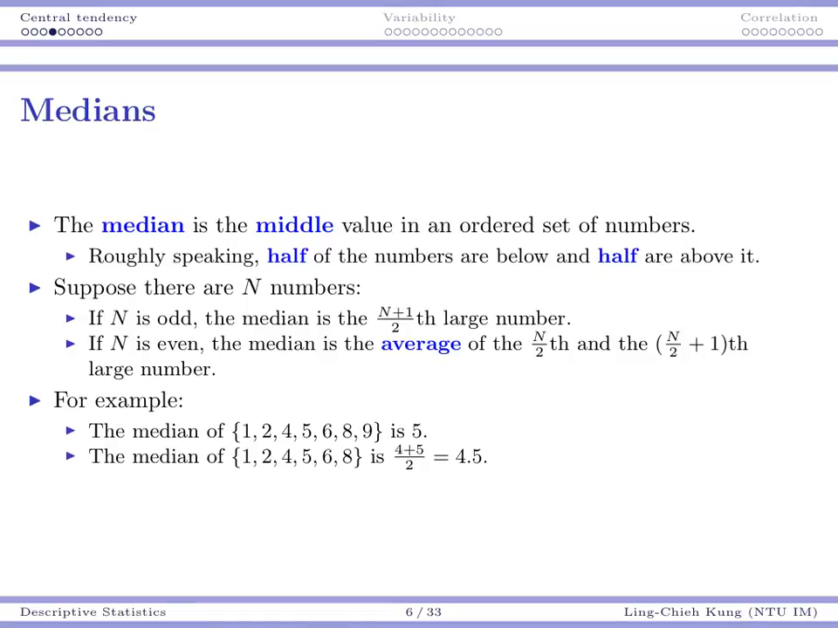When you only have 6 numbers, then your median is located at the center, right? At the location 3.5. And that means your median is defined to be the average of the middle two numbers, and in this case 4.5. Okay?